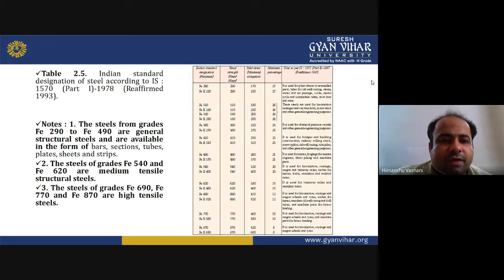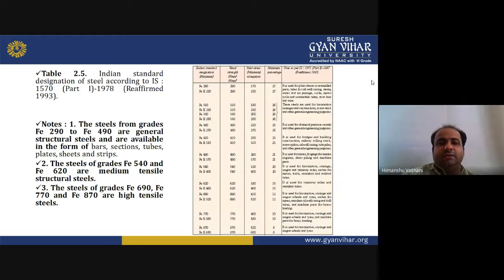So the steels from grades Fe290 to Fe490 are general structural steels and are available in the form of bars, sections, tubes, plates, sheets, and strips, that you can see in the application that we have discussed just now. And the steels of grades Fe440 to Fe620 are medium tensile structural steel, and then the steels of grades Fe690, Fe770 and Fe870 are high tensile steels.